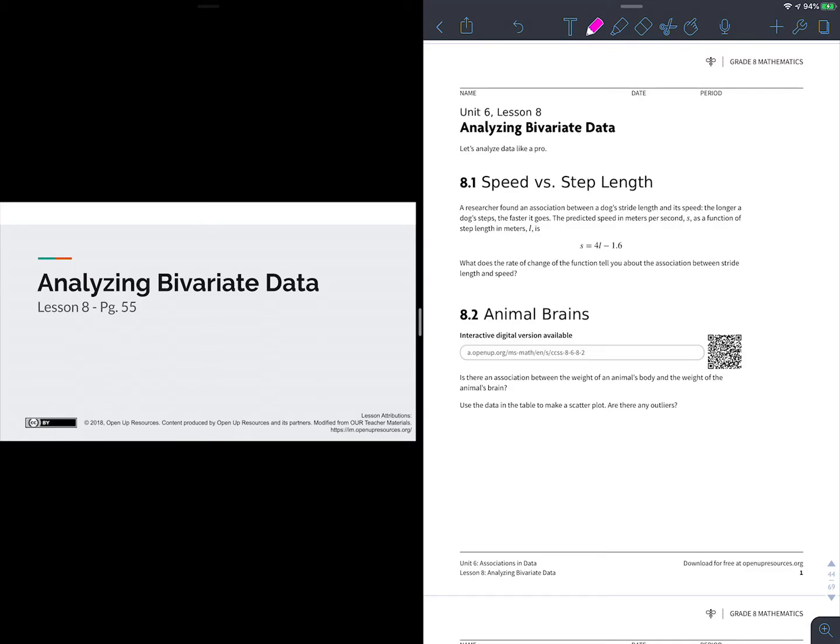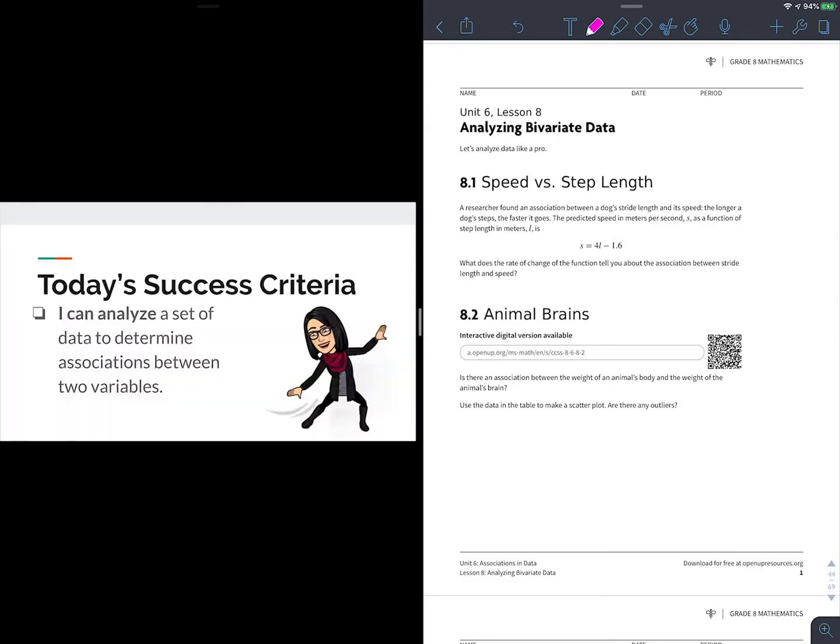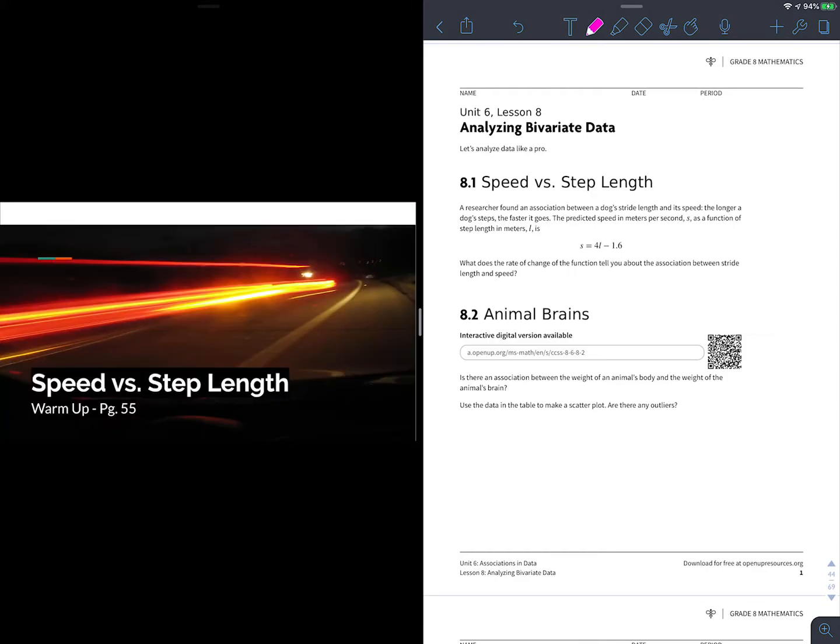Lesson 8 goes into analyzing bivariate data, and we're going to be analyzing data like a pro. So to be successful, you are going to be able to analyze a set of data to determine associations between two variables. So we start by looking at the speed versus step length in the warm-up.